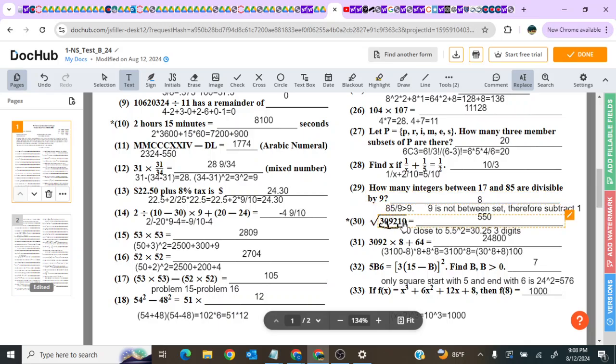Square root of a value. Since it's a square root, you've got to put the numbers in groups of 2. So 1 group, 2 groups, 3 groups. There are going to be 3 digits in your answer.